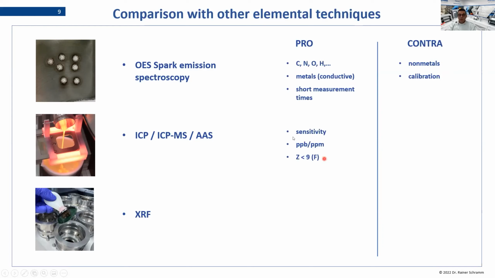For ICP, sensitivity is a good advantage. You can go even to the ppb range. And of course, light elements are also not an issue. But very often you need to digest your sample.